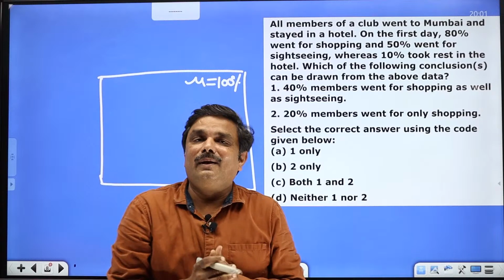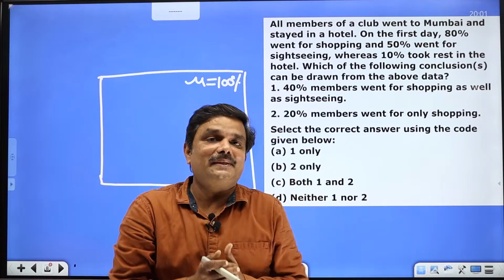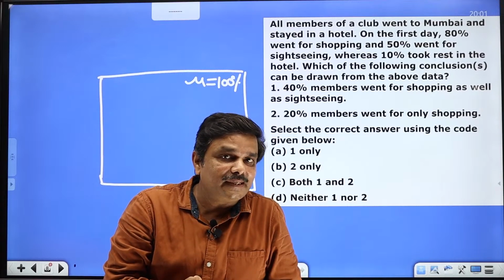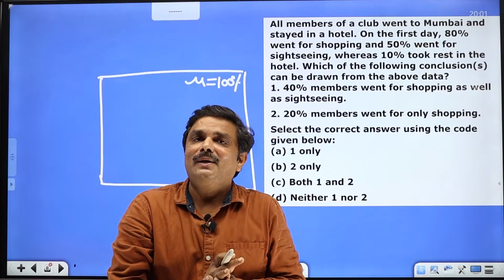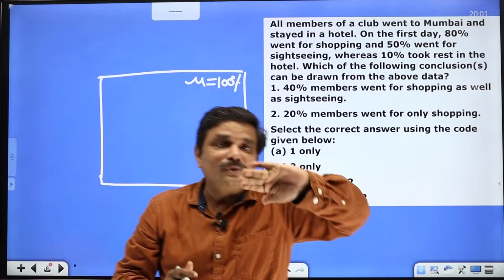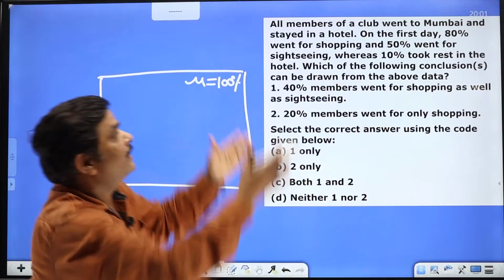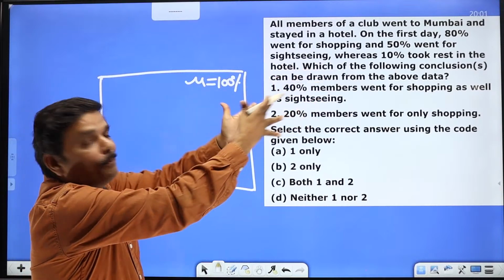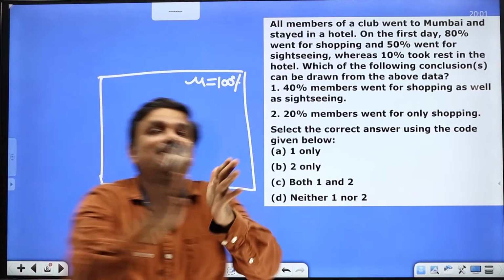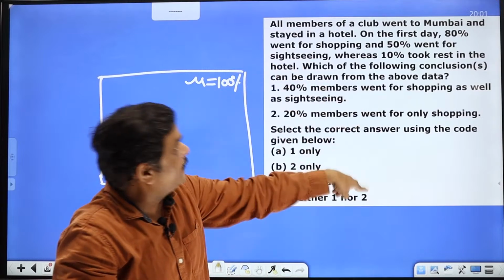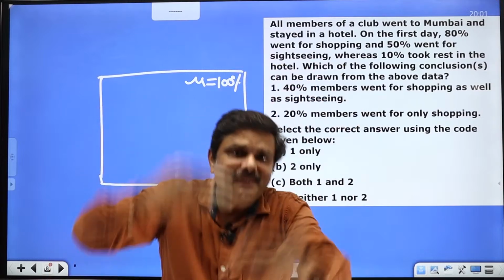See, think a little logically. Total is 100%, but 80% went for shopping, 50% went for sightseeing. What do you mean by this? So 80 plus 50 is 130, which is more than 100. That means there are some people who went for both also. That is the intersection. There are some people who went for shopping as well as sightseeing. That's the reason why it is more than 100.